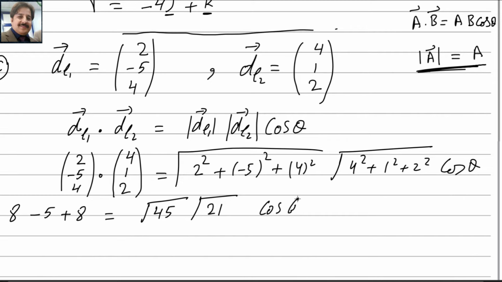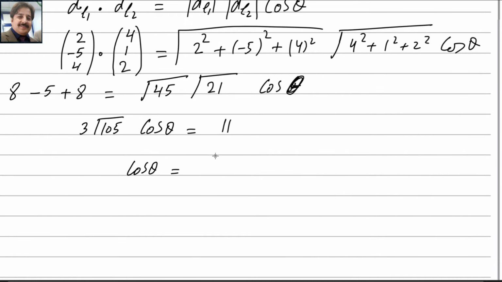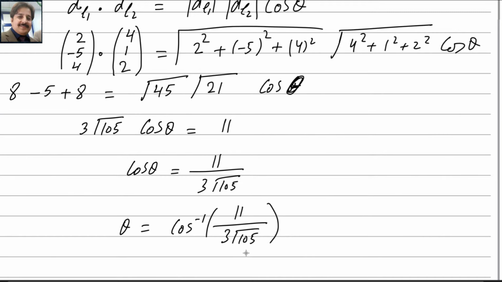Cosine theta. Now multiply 21 with 45 and take the square root of this answer. This is 3 square root of 105, cosine theta is equal to 8 plus 8, 16. 16 minus 5 is 11. Then cosine theta will be equal to 11 over 3 square root of 105, and take the inverse of this angle. Cosine inverse of 11 over 3 square root of 105. That's it.